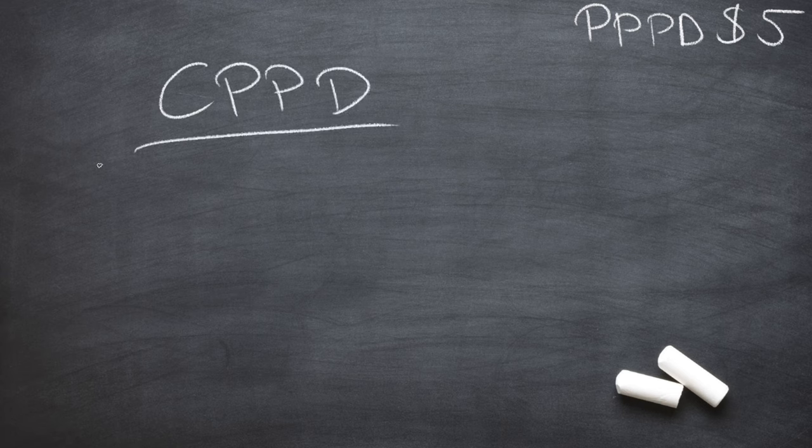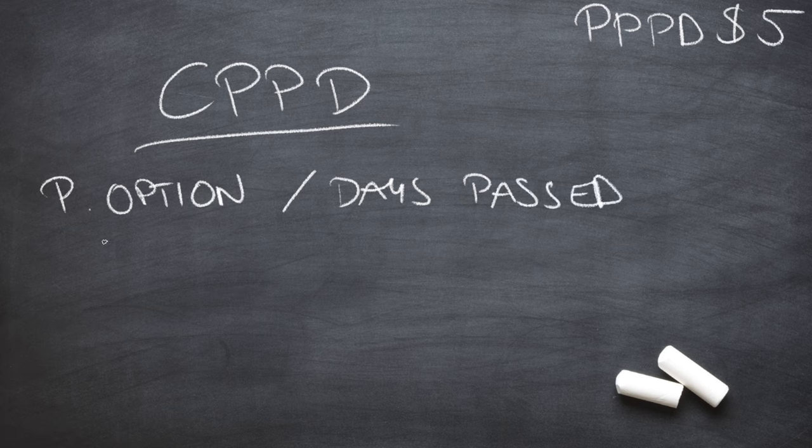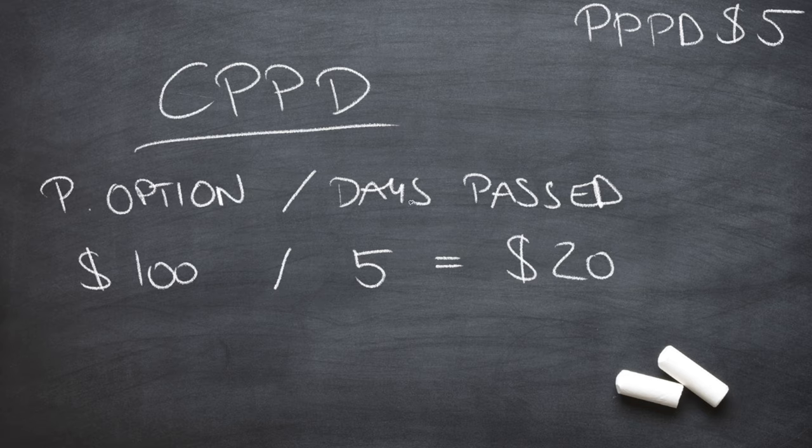Step number two, what is my current PPD? As I said, I'm going to be using 5 days instead of six, just because the numbers will look better. So 5 days passed and my contract is worth $100. If I divide that by five, my current PPD is $20. That means that my contract made me $20 every single day for the past 5 days. So I'm already way above my planned PPD, which is great.